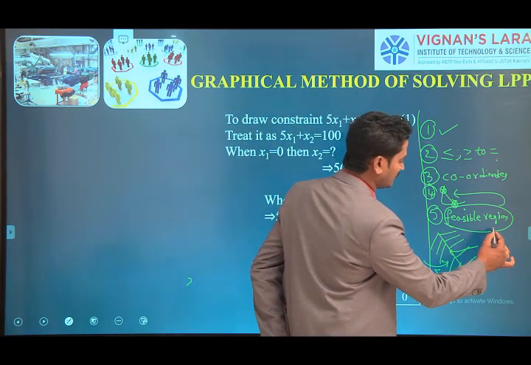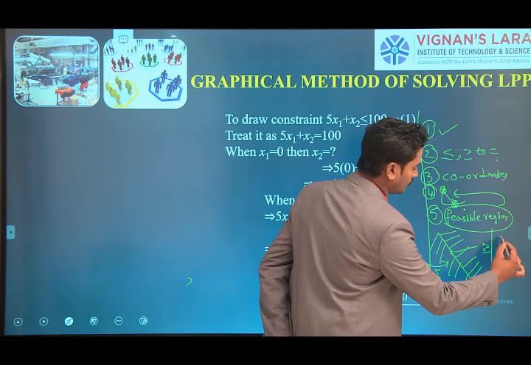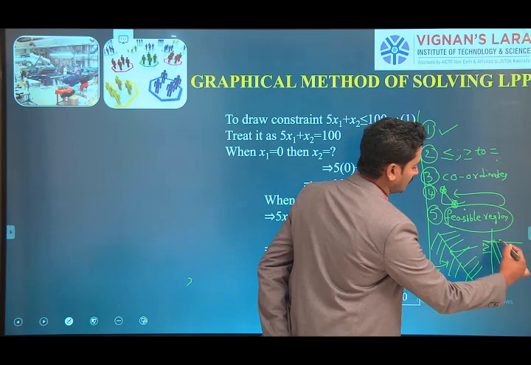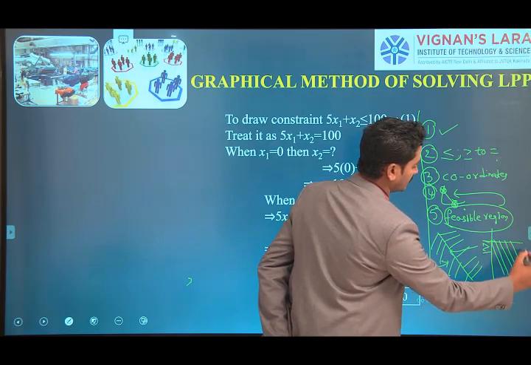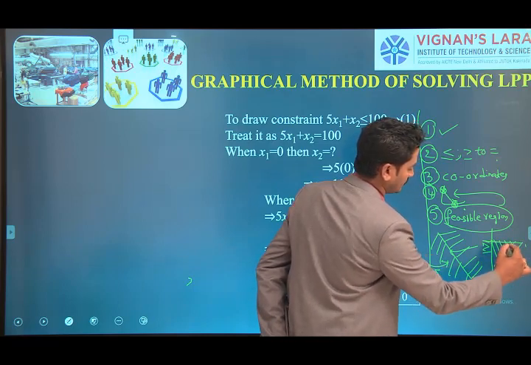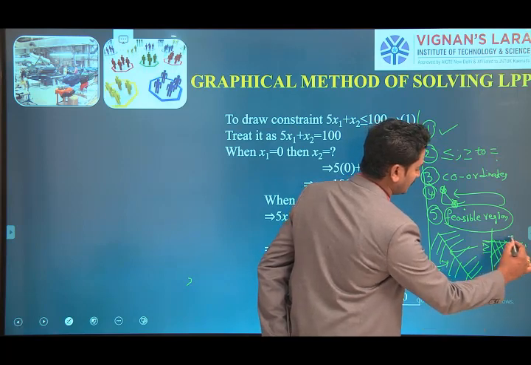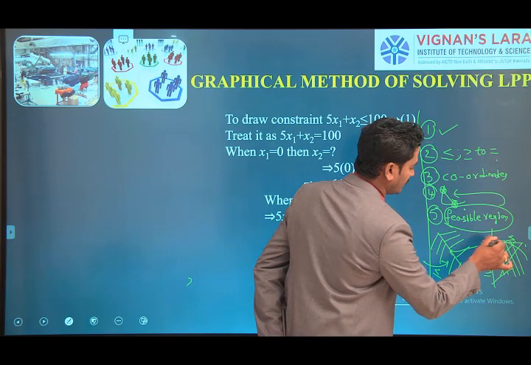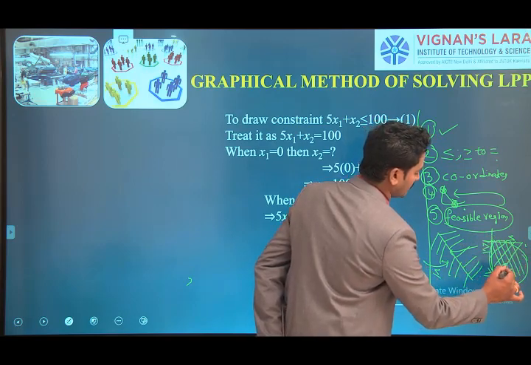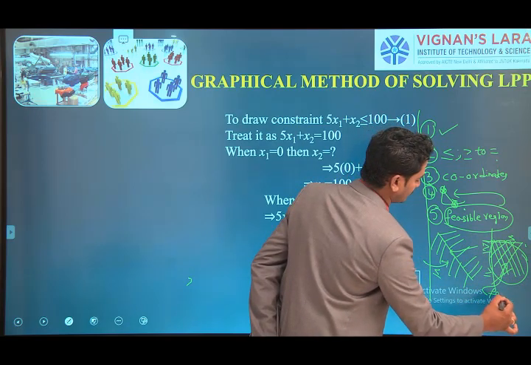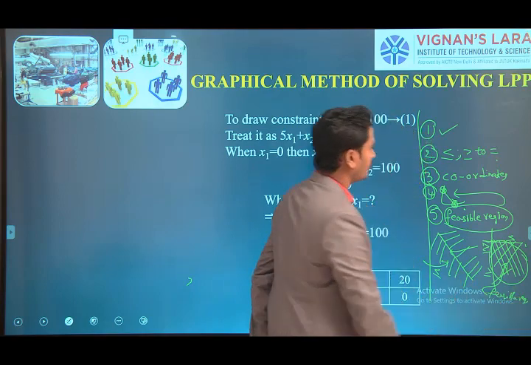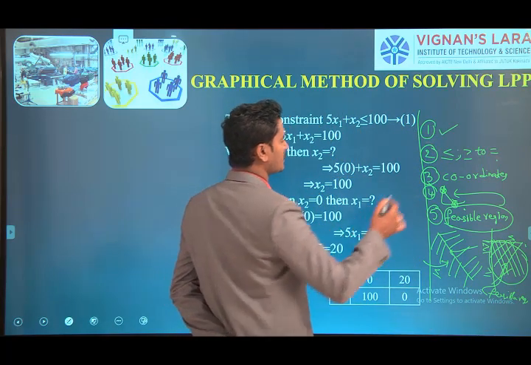Feasible region means it is the combination of two lines, or the combination of a series of linear equations. It is a less than or equal to type equation, it is a greater than or equal to type equation. So this area is called the feasible region.